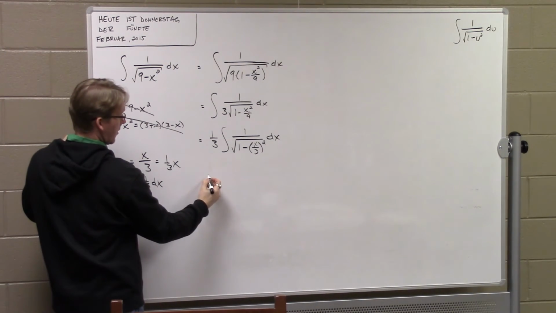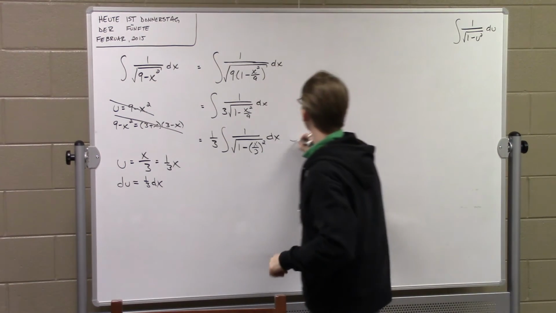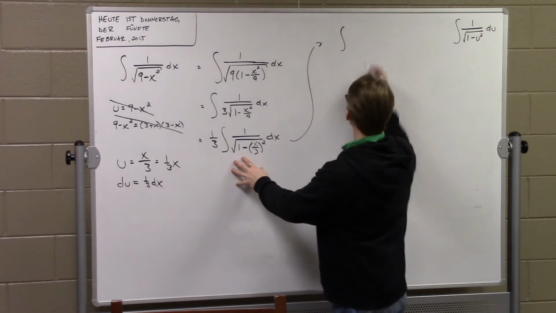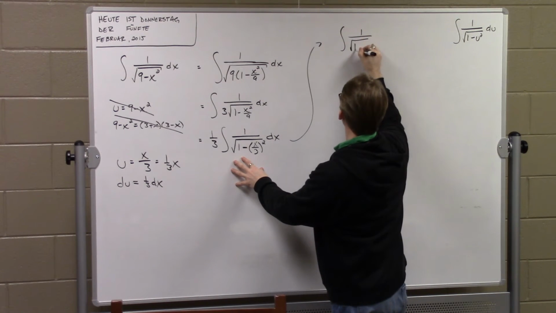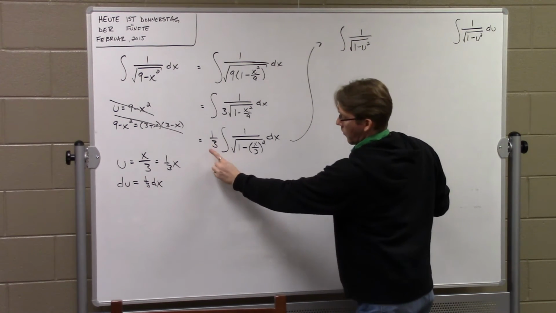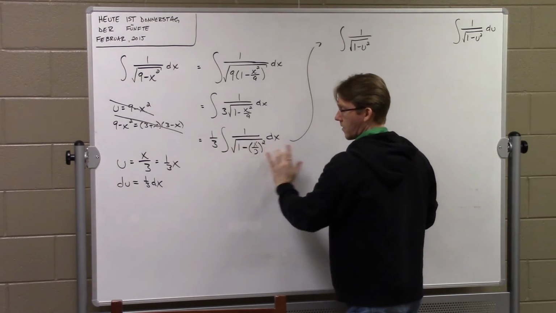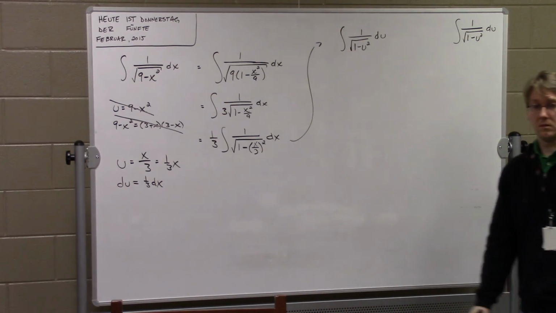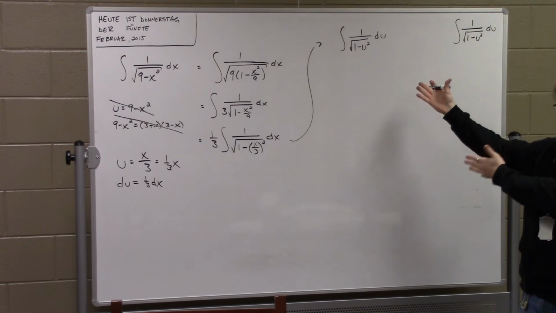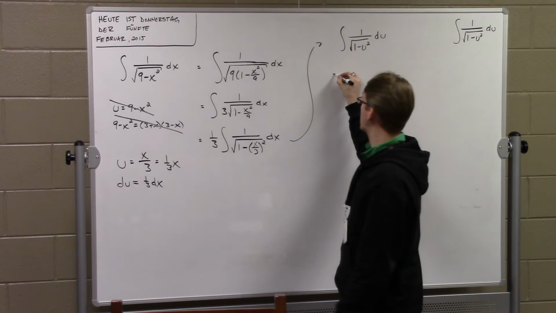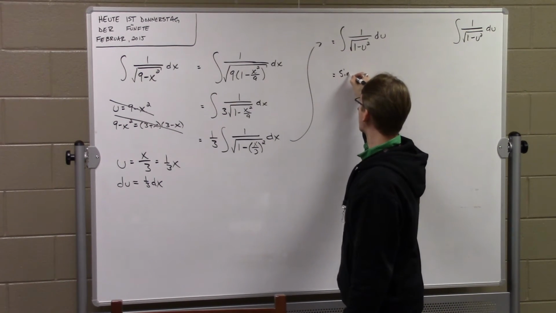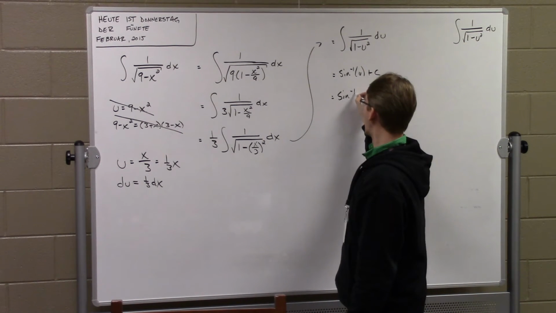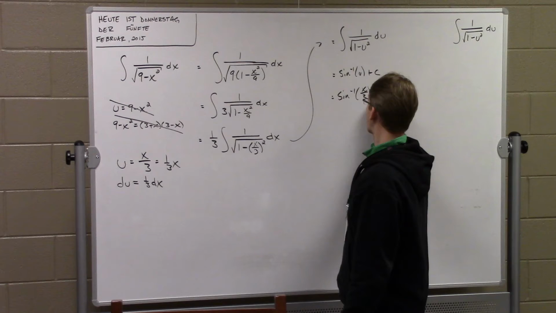All right, so we're going to write this as an antiderivative. By the way, this becomes 1 over square root of 1 minus u squared. The 1/3 and the dx together just become du. That's arc sine. That's it. So our antiderivative is arc sine of u, which is arc sine of x thirds plus c.